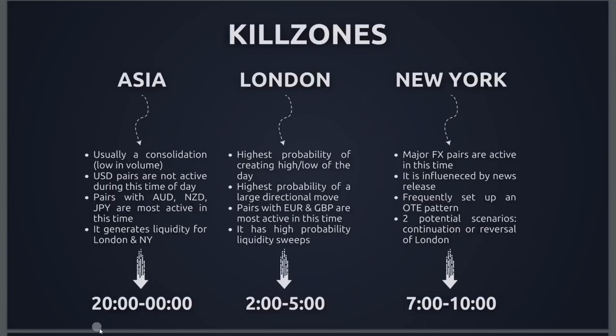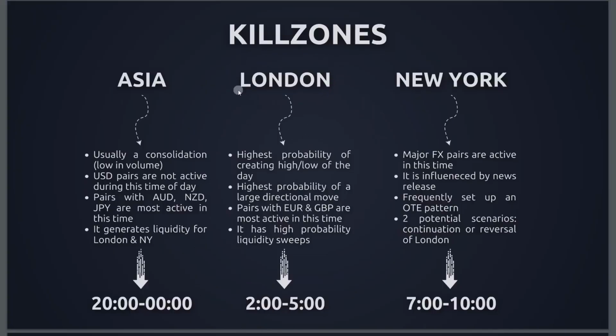The Asia starts from 8 p.m. or 20 until midnight, but usually I extend it until 2 a.m. So if there is a high that is being created after midnight, I would extend my Asian range to 2 a.m. Now the London kill zone, and this is my favorite kill zone.